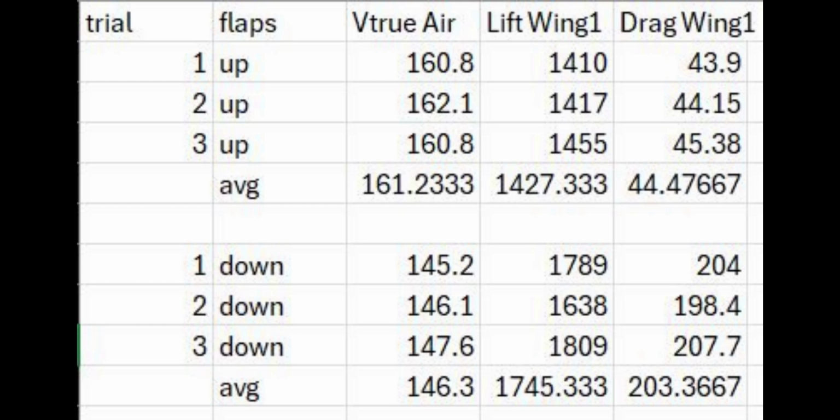This shows how flaps increase lift while also increasing drag and lowering airspeed, all to help a pilot land the plane safely.